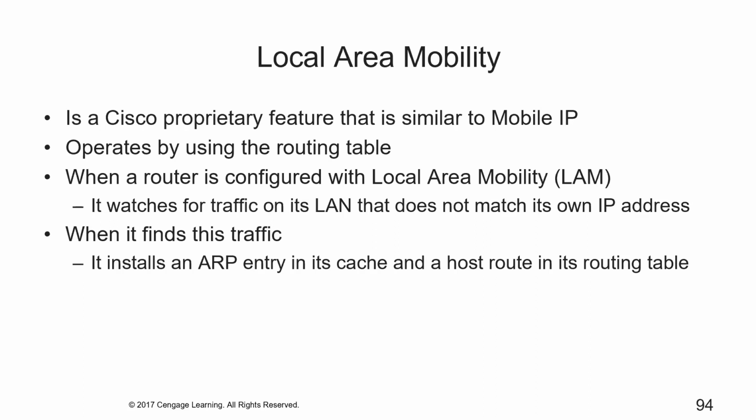Now you have LAM, local area mobility. It's a Cisco proprietary feature that operates by using the routing table. When a router is configured with LAM, it watches for traffic on the LAN that does not match its own IP address. And when it finds the traffic, it installs an ARP entry in the cache and a host route, a route entry with a 32-bit subnet mask, in its routing table.